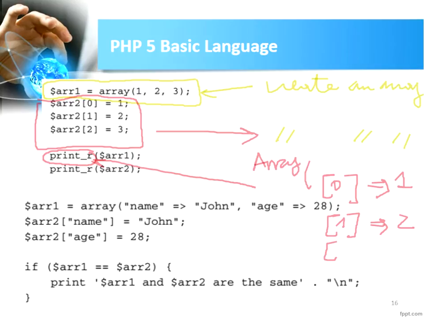After that, like this: 0 => 1, 1 => 2, 2 => 3. So this is the result of print_r of array 1. Is it clear?